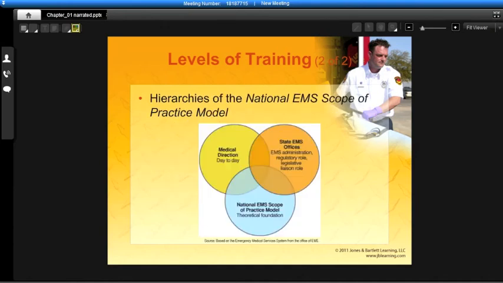We'll talk about your hierarchies of the National EMS Scope of Practice model. As you notice here, all three different ones, each circle kind of intertwines with each other, so they all work together.